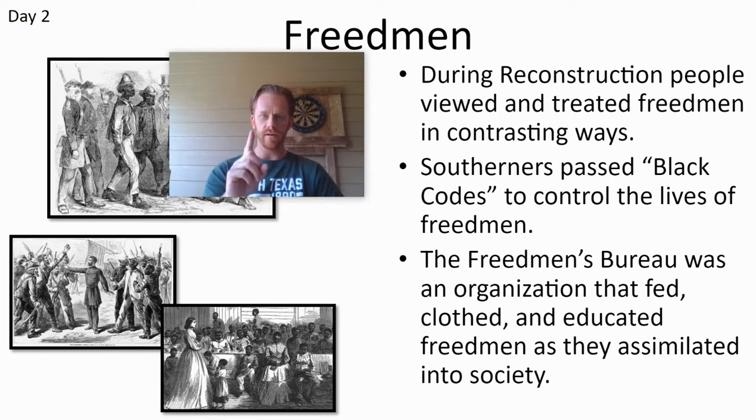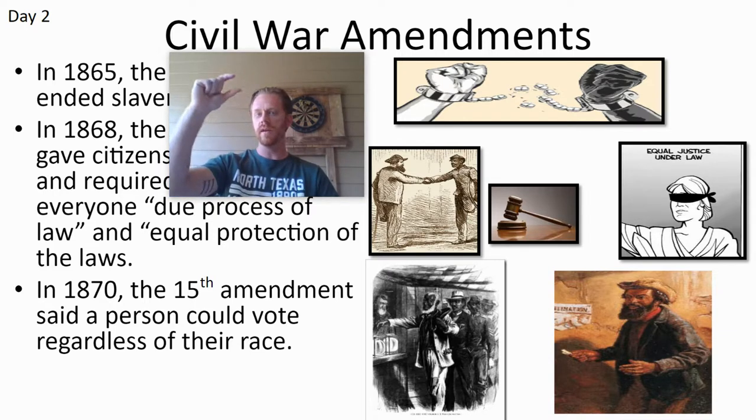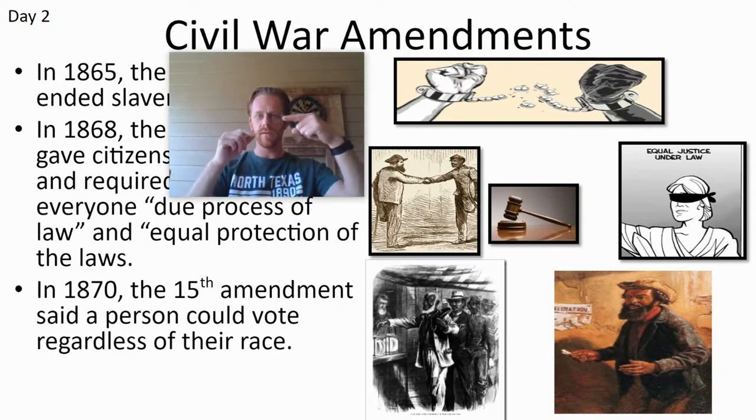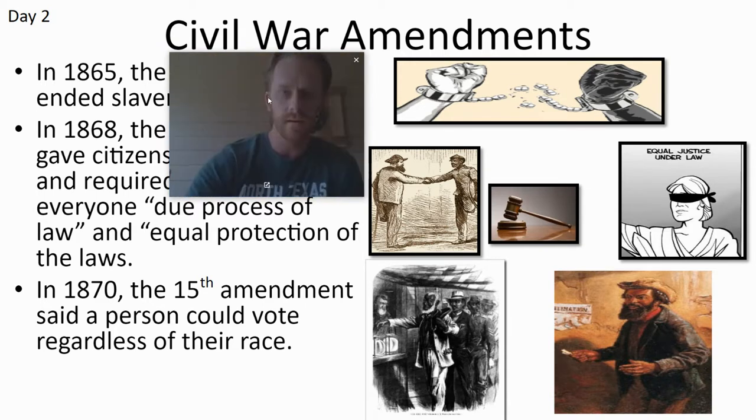I'm going to pause right there, and I'm going to go back real quick because I forgot to tell you to write something down, and you need this. So write this down: 13th, 14th, 15th. And then I want you to write beside 13, free. Next to the 14th, write citizens. And next to the 15th, write vote. So 13, 14, 15: free, citizens, vote. Okay? And that's how that goes.